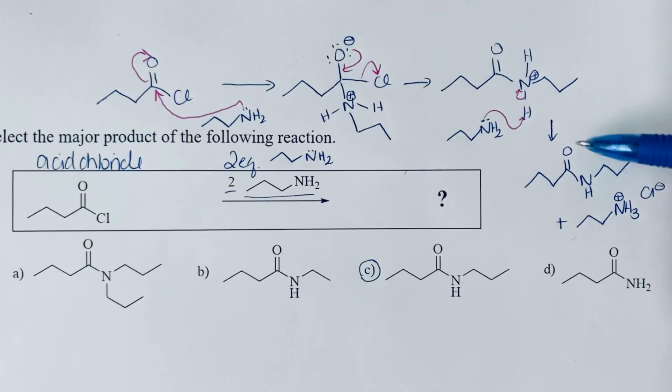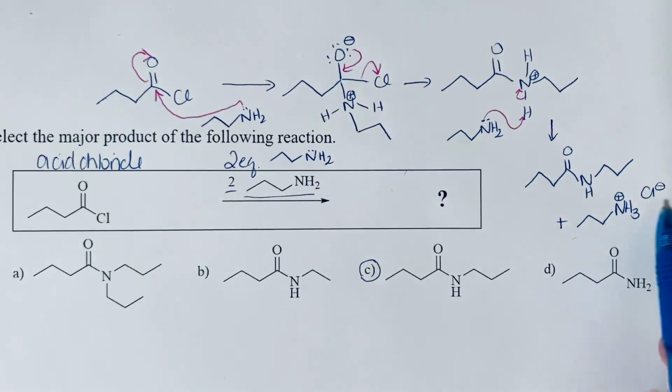But sometimes in your Sapling homework, it asks you for the other byproducts. So you might want to be aware that that ammonium salt is also forming.